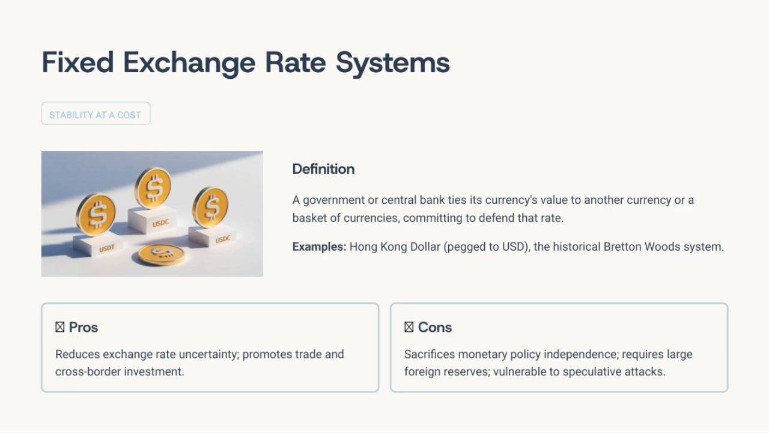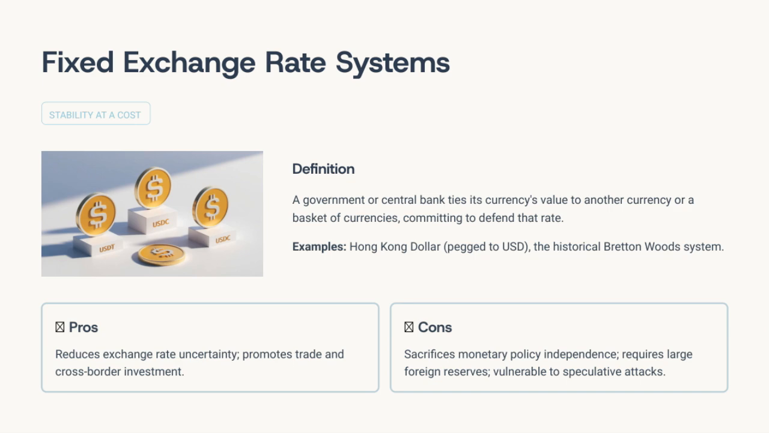Fixed exchange rates can reduce exchange rate uncertainty, which is beneficial for trade and cross-border investments. When businesses know the exact exchange rate, it helps stabilize planning and reduces risk. For example, the Hong Kong dollar is pegged to the US dollar, providing stability. Historically, the Bretton Woods system also exemplifies this approach, where countries fix their currencies to the US dollar.